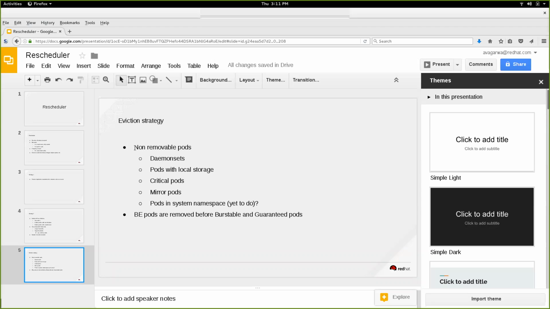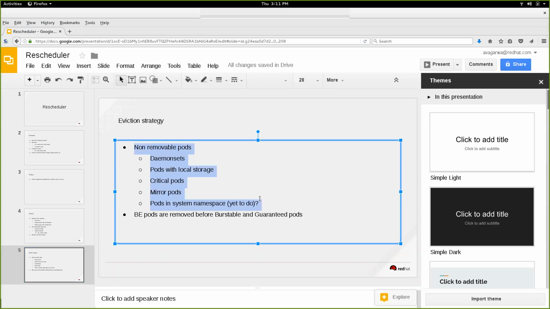There are some non-removable pods, basically daemon sets, pods with local storage, critical pods, mirror pods, and pods in the system namespace that are yet to be done. These pods are never removed. And whenever there are more pods to be removed, best effort pods are always removed before burstable and guaranteed pods.